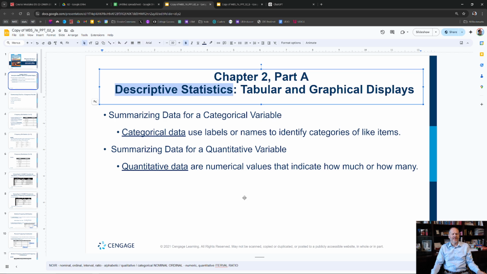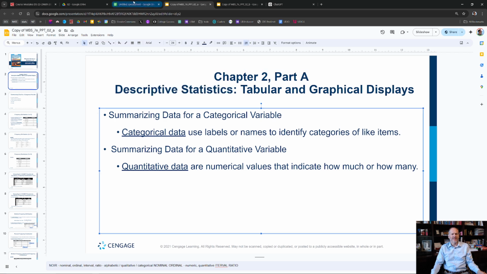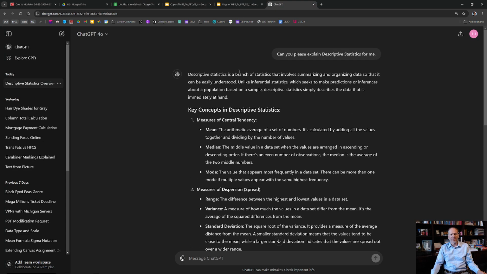All right, so descriptive statistics, we got a little description of descriptive statistics. Just to refresh our memory, it's a branch of statistics that involves summarizing and organizing data so that it can be easily understood. Inferential statistics looks at the data and insights we get from a sample and makes inferences about the population. It's pretty much self-explanatory. Descriptive statistics: how do we describe the statistics? Inferential statistics: what inferences can we make about a population based upon a sample that we studied from that population?